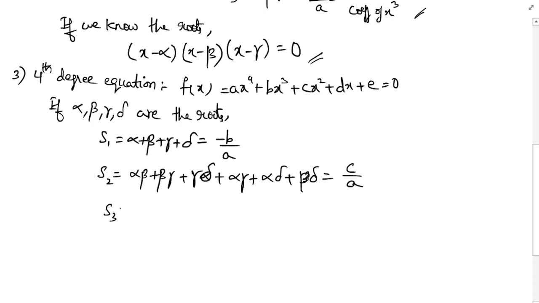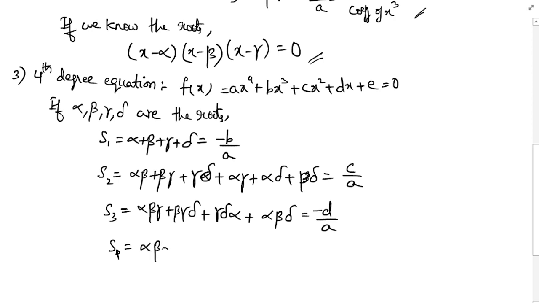Okay. And S3 will be equal to alpha beta gamma plus beta gamma delta plus gamma delta alpha plus alpha beta delta. Okay. So this can be written as minus d by a. Okay. So now S4, that is the product, can be written as alpha beta gamma delta. Okay, that is equal to e by a.